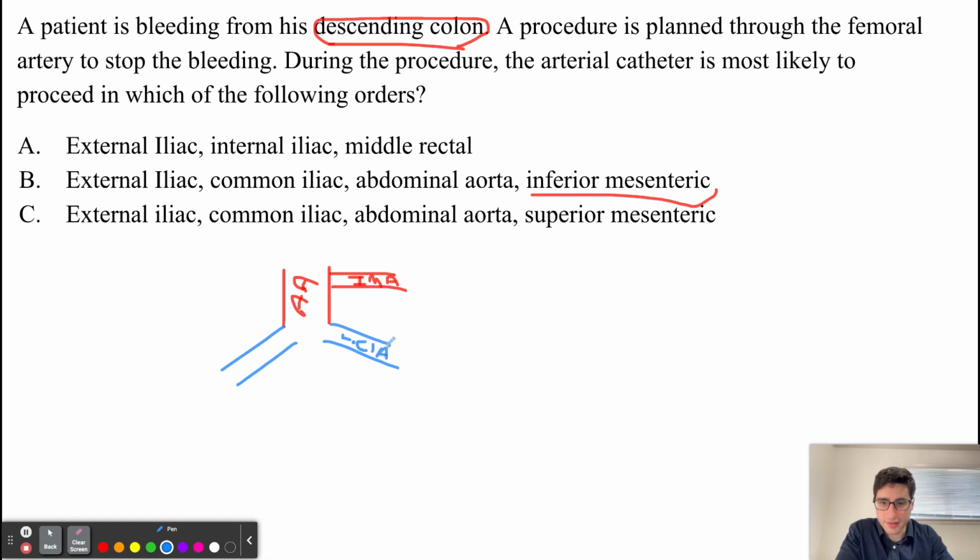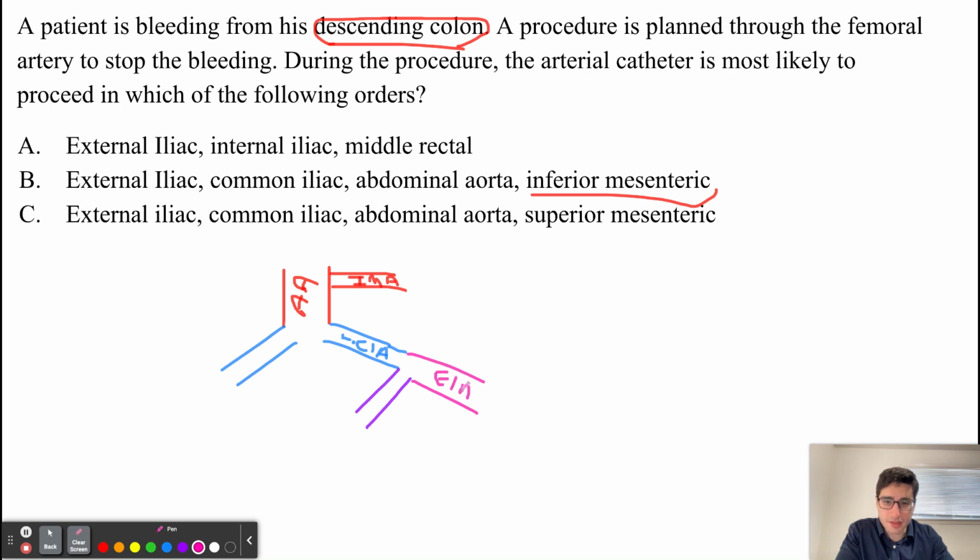So the left common iliac artery is then going to branch off into the internal iliac artery and the external iliac artery. So the pink is the external iliac artery and the purple is the internal iliac artery.